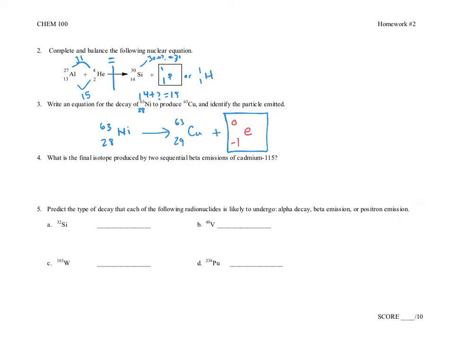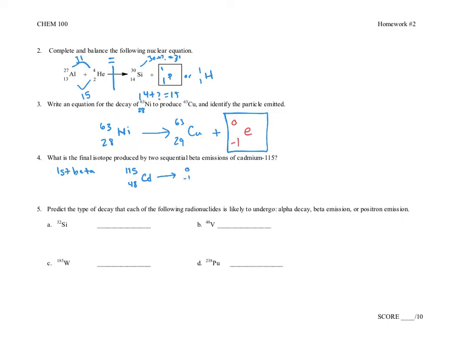And that leads us into number 4, right? Beta particles are electrons. Here we're looking at 2 sequential beta emissions, so I'm going to do this step by step. I'm going to start with my first beta. Here I have my cadmium 115. Cadmium's element 48. And so it's going to undergo a beta emission.